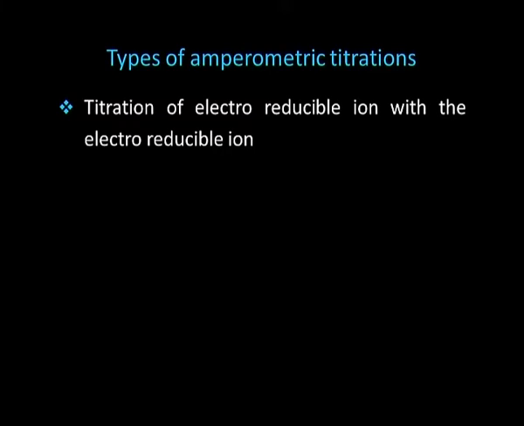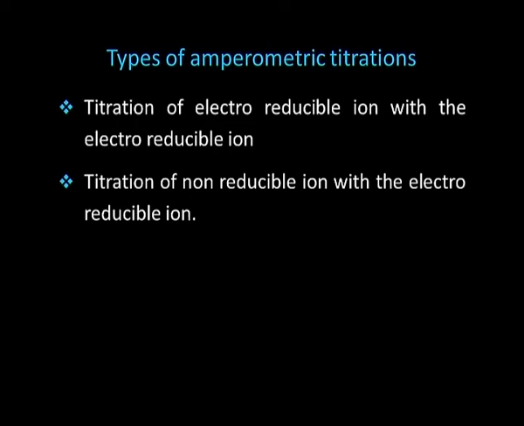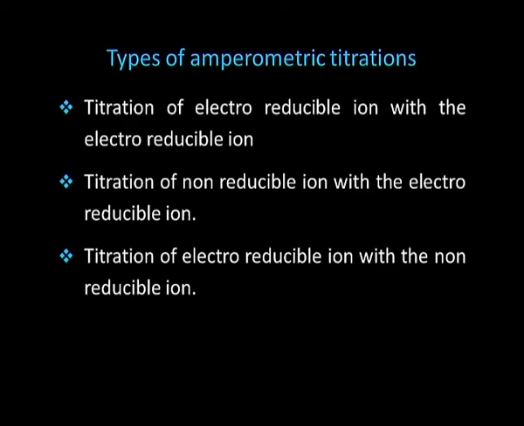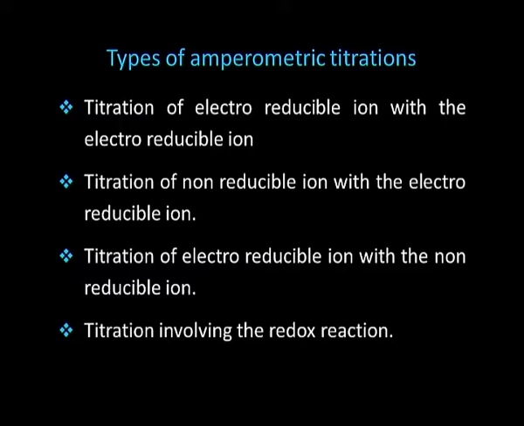The first one is titration of electro-reducible ion with the electro-reducible ion. Second, titration of non-reducible ion with the electro-reducible ion. Third, titration of electro-reducible ion with the non-reducible ion. Then the titration involving the redox reaction, and finally biamperometry. So, let us come to them one by one.